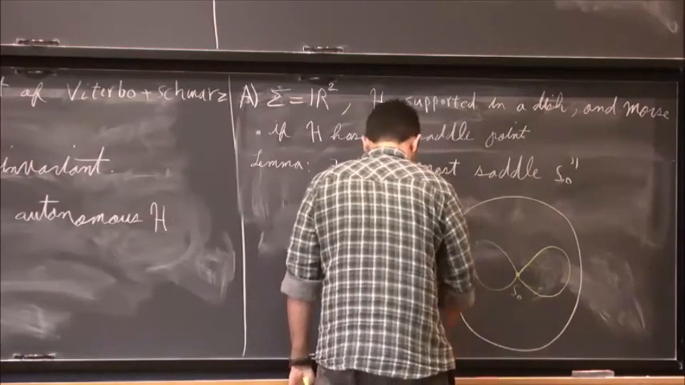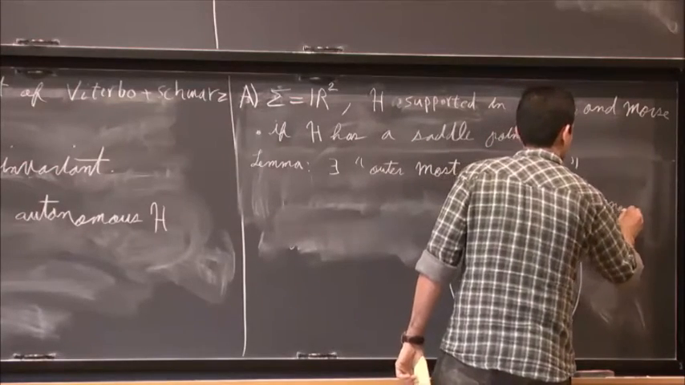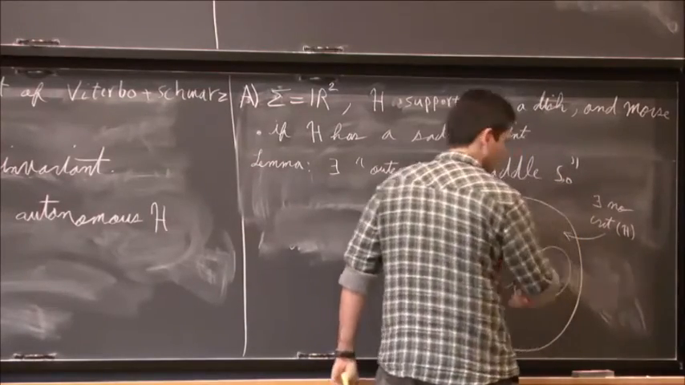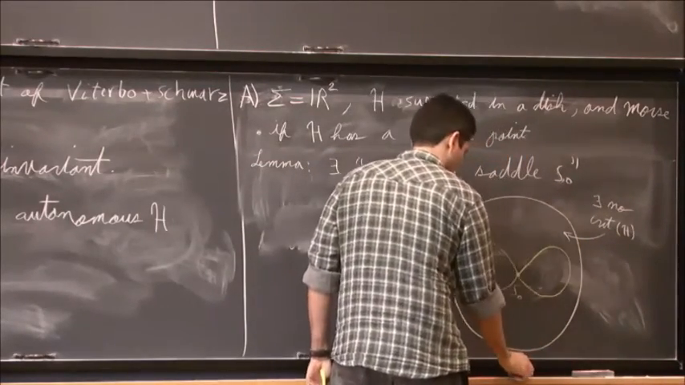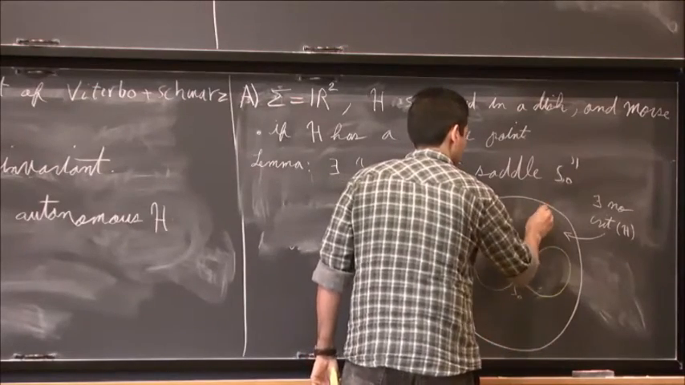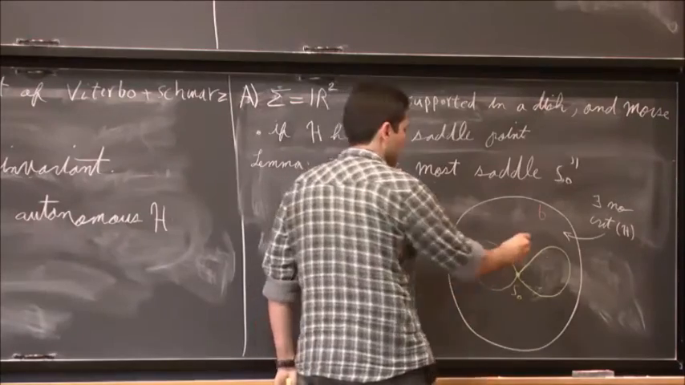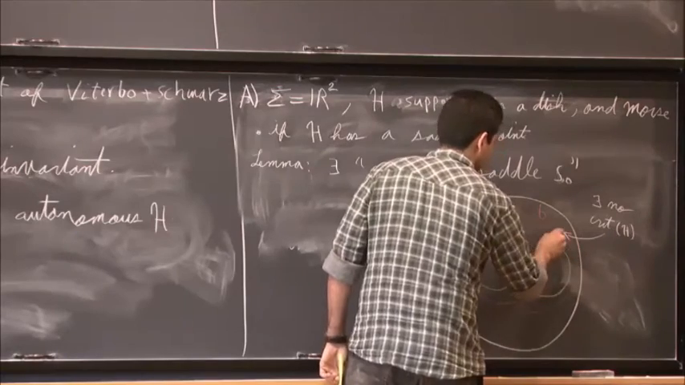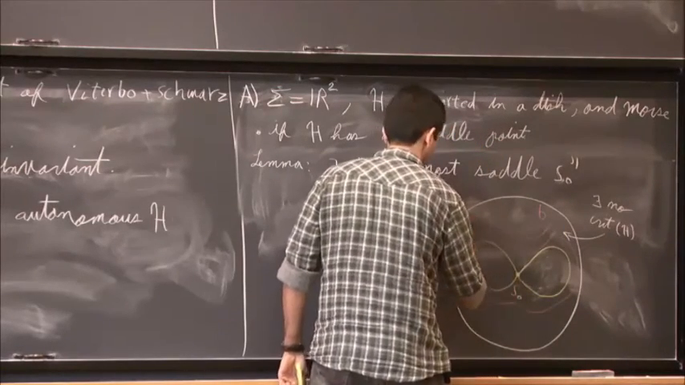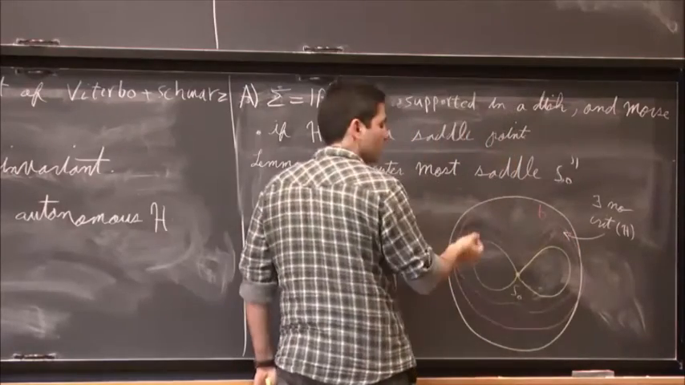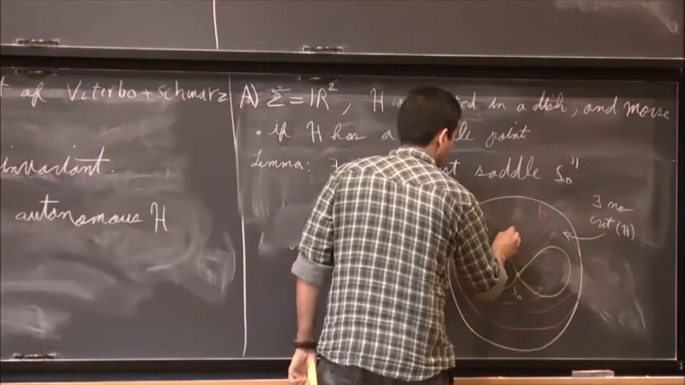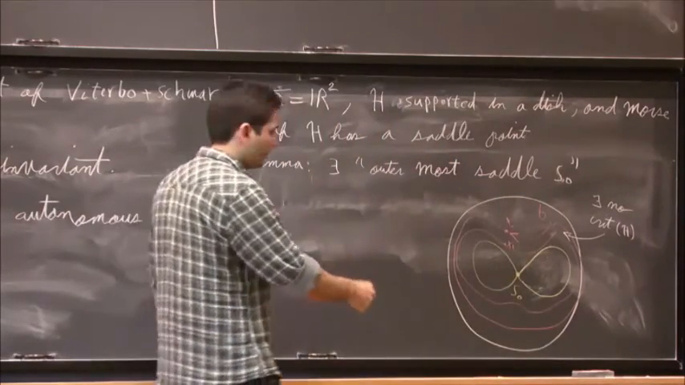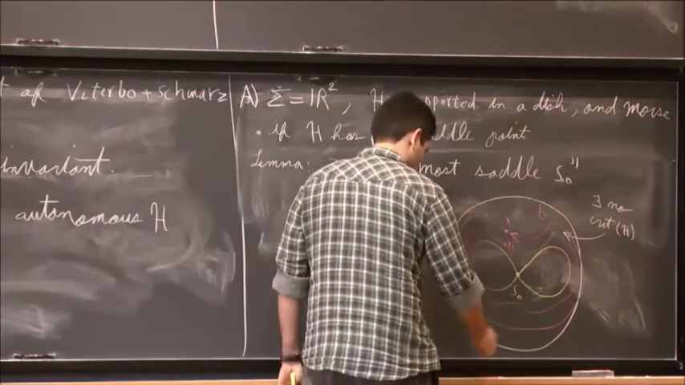So there exists no critical point of H here, outside these two things. I'll call this part B. Since you have no critical points here, this pinched annulus is foliated by level sets of the Hamiltonian. And you get a bunch of fixed points here, but they're all non-trivial fixed points. So let's call them x0 and x1. And then you'll have other fixed points inside here, which I'll deal with later.